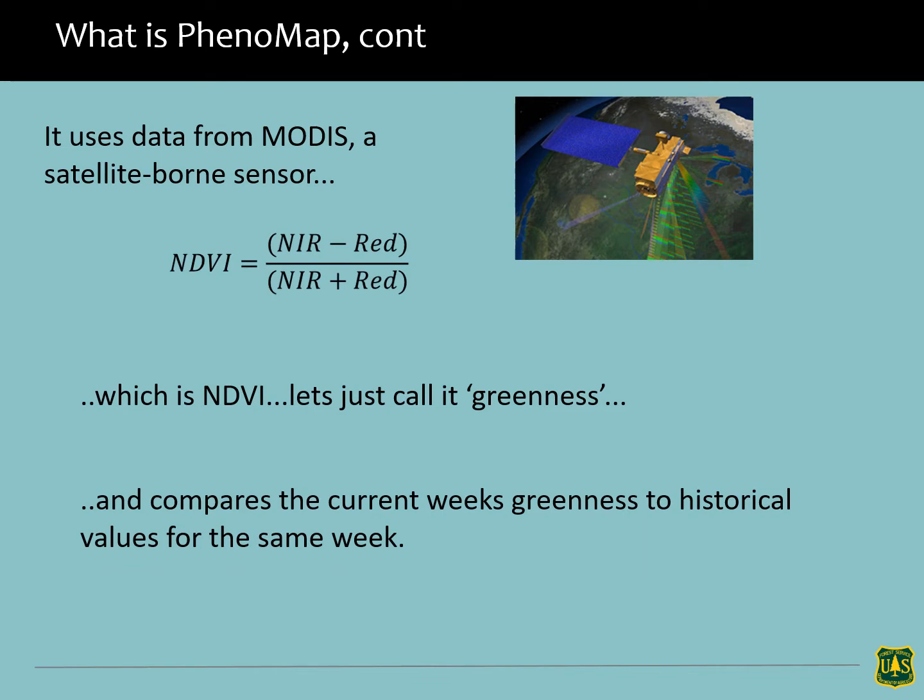PhenoMap uses data from the MODIS sensor, which is on board the NASA Aqua satellite. Using these data, we calculate an index called the Normalized Differential Vegetation Index, which is a well-documented proxy for vegetation greenness. For the purposes of this talk, let's just call it vegetation greenness or greenness. The current NDVI is of little use to land managers until it's placed in context. We do that by comparing the current vegetation greenness for the current week to historical values for the same week.